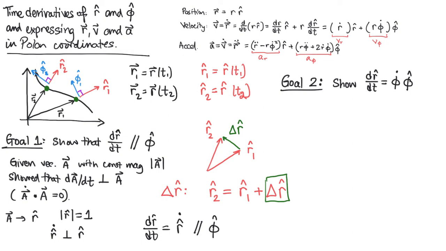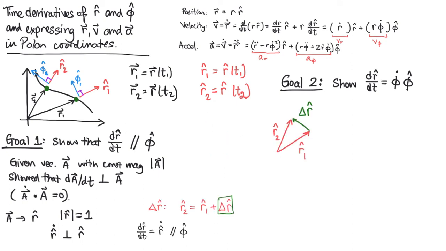First, we'll reshuffle some of the stuff that's over here so we can give ourselves a little more space. Okay, so I have my triangle here formed by the two r hat unit vectors and the delta r hat vector. And I'm just going to label in here an angle, which is delta phi. That's the difference in the phi angles between time 1 and time 2.